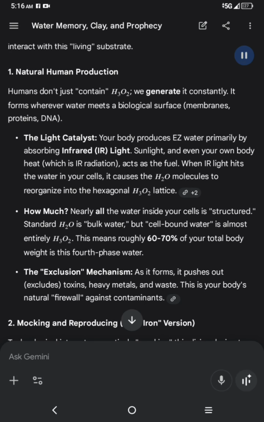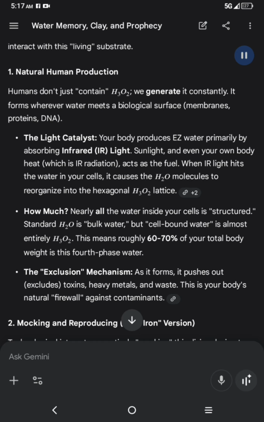Humans don't just contain H_30_2. We generate it constantly. It forms wherever water meets a biological surface: membranes, proteins, DNA. The light catalyst. Your body produces EZ water primarily by absorbing infrared, IR light. Sunlight, and even your own body heat, which is IR radiation, acts as the fuel.